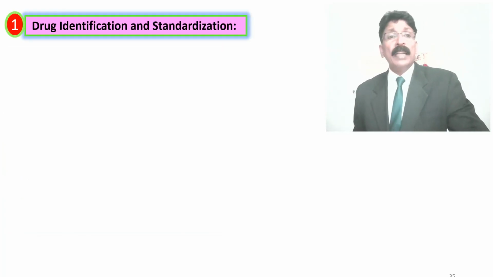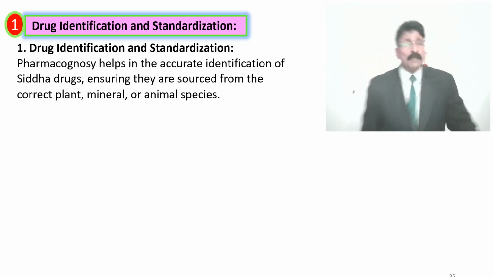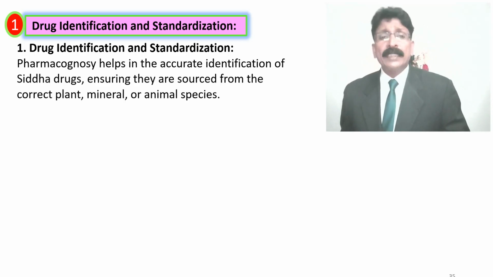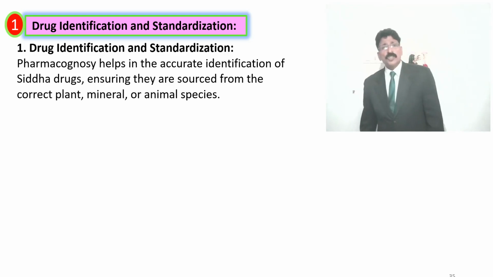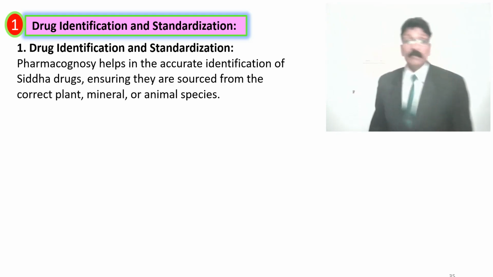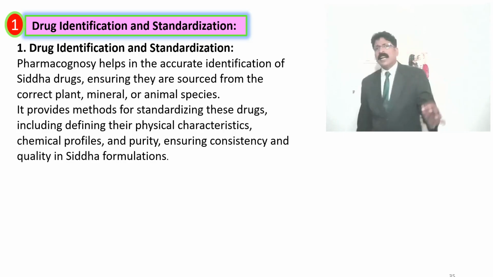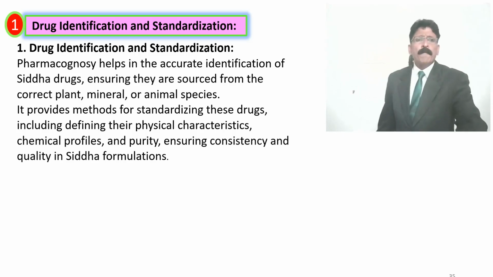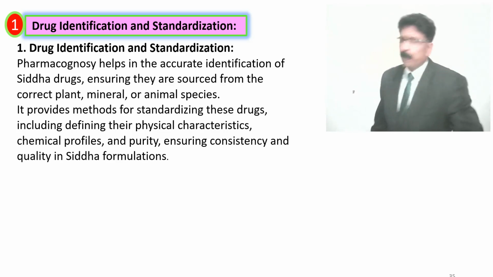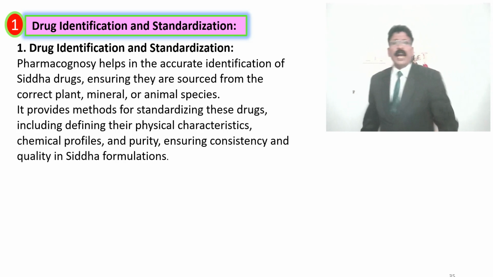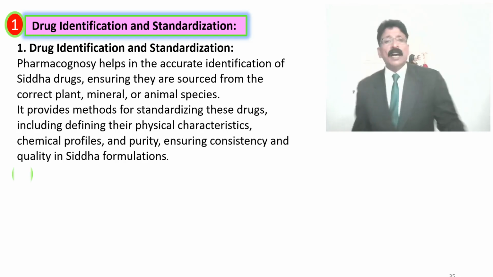In number 1, drug identification and standardization, pharmacognosy helps in accurate identification of Siddha drugs, ensuring they are sourced from the correct plant, mineral or animal species. It provides methods of standardizing these drugs, including defining their physical characteristics, chemical profiles, purity and ensuring consistency and quality in Siddha formulations.